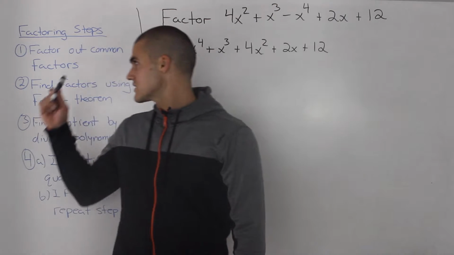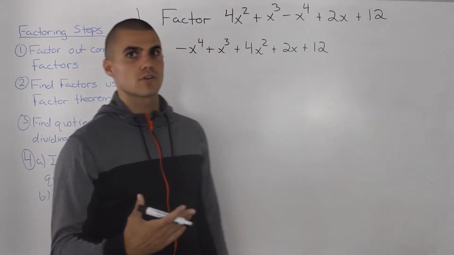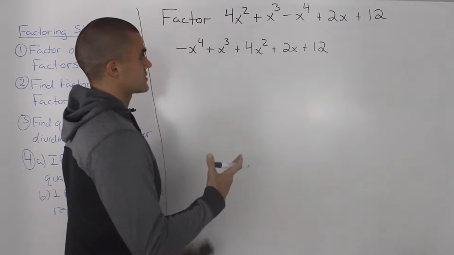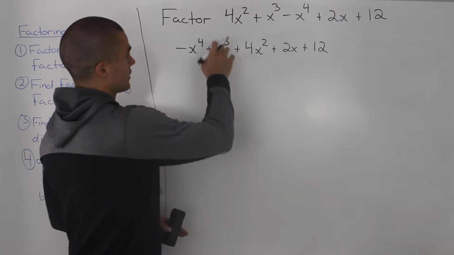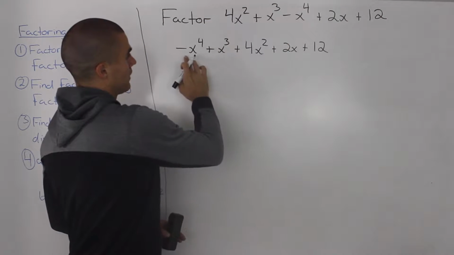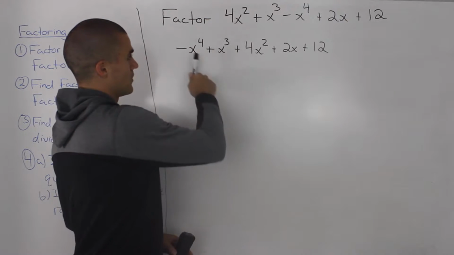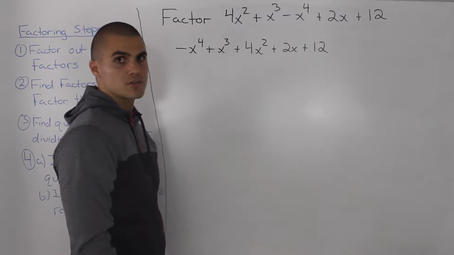Now, before getting into these factoring steps, you always want to make sure that the polynomial you're factoring is arranged from highest degree to lowest degree. So that's what we did here. We took the original polynomial and arranged it from highest degree to lowest degree.